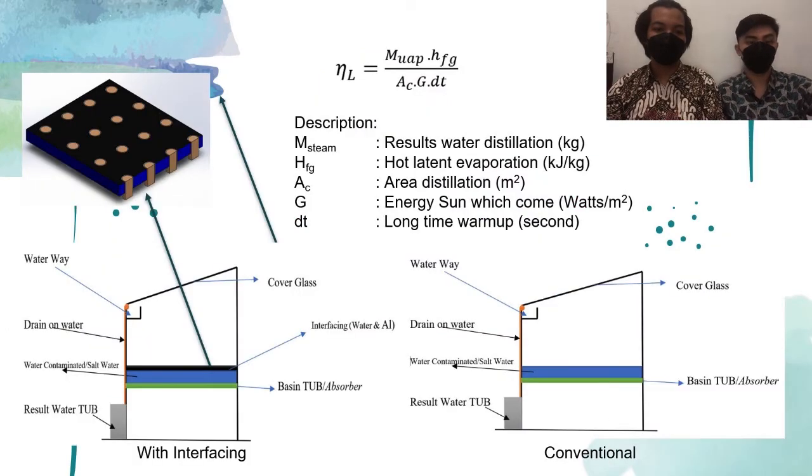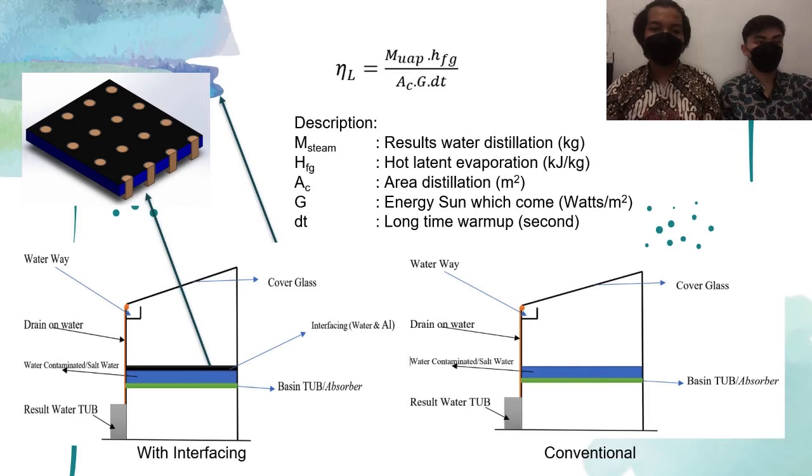This is a schematic of the basin type distillation unit we use. On the left image is a solar energy water distillation scheme with interfacing, or wooden plate plus aluminum. The interfacing used can be seen in the upper left image. The interfacing function is to reduce the volume of water to be heated so that the heat is only focused on the surface of the absorber without involving the volume of water in the water bath. The picture on the right is the conventional solar energy water distillation scheme, or without interfacing.